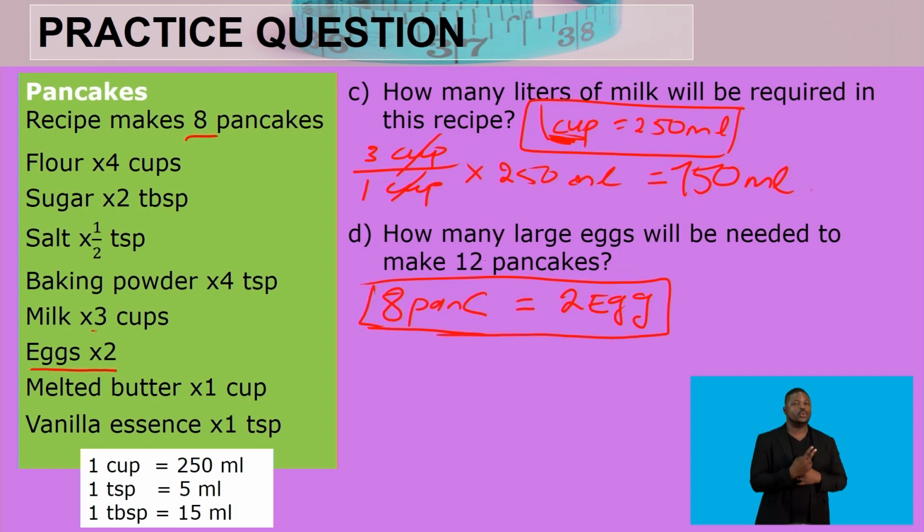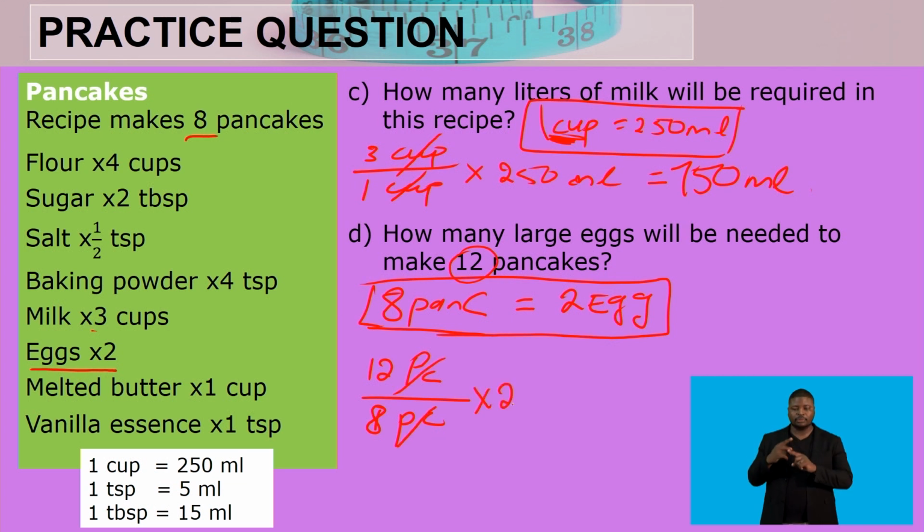So now if we want the number of eggs that will be required to bake 12, then you're going to say 12 pancakes divided by 8 pancakes, because we always check which one we can divide with on our conversion factor. So pancake and pancake will cancel each other, multiplied by 2. So what is 12 divided by 8? Take your calculator. 12 divided by 8 gives us 1.5.